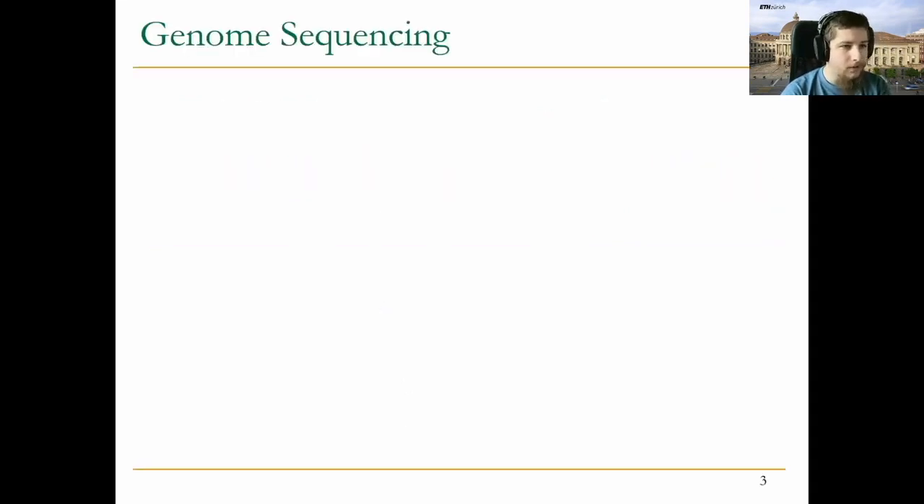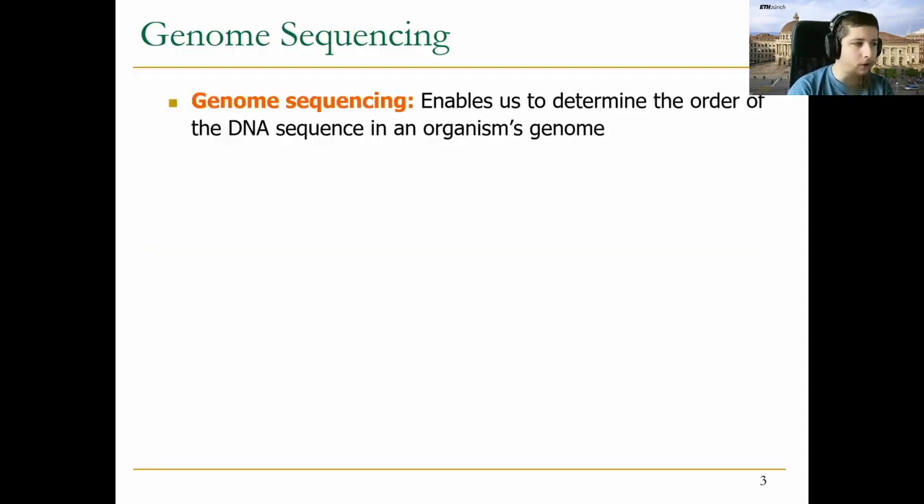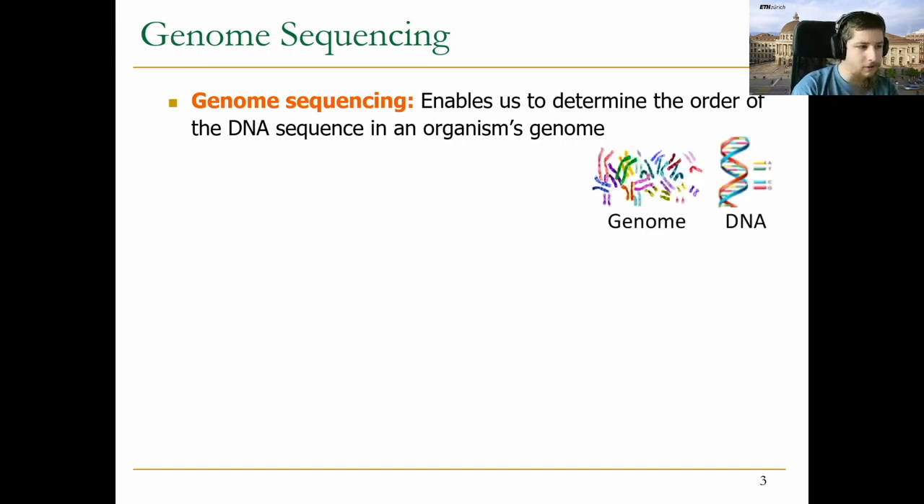Genome sequencing enables us to determine the order of DNA sequence in an organism's genome. This genome is a set of chromosomes. Humans have 23 pairs of such molecules, and each of these is a long string of ACGT characters twisted in a double helix. And these DNA molecules capture a majority of the hereditary information that an organism carries.